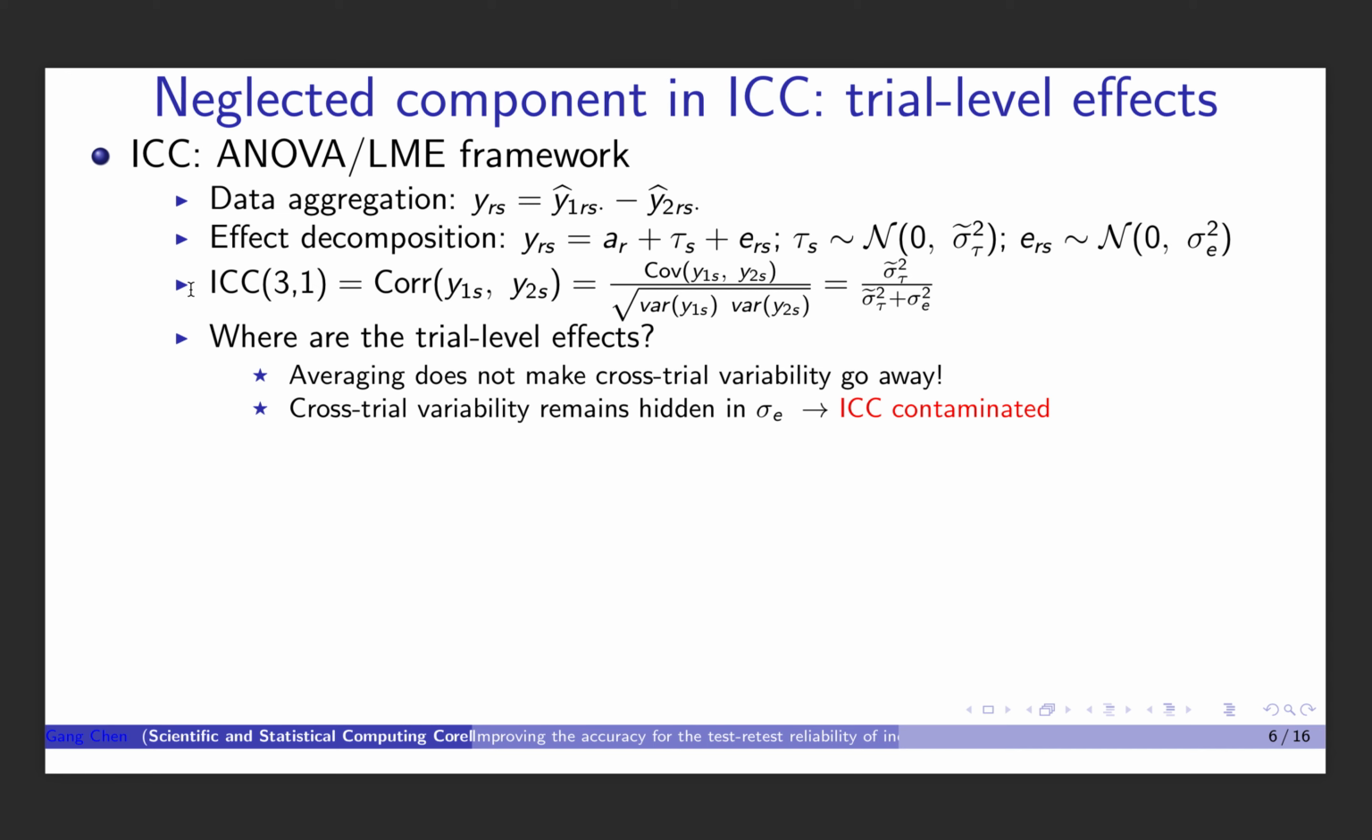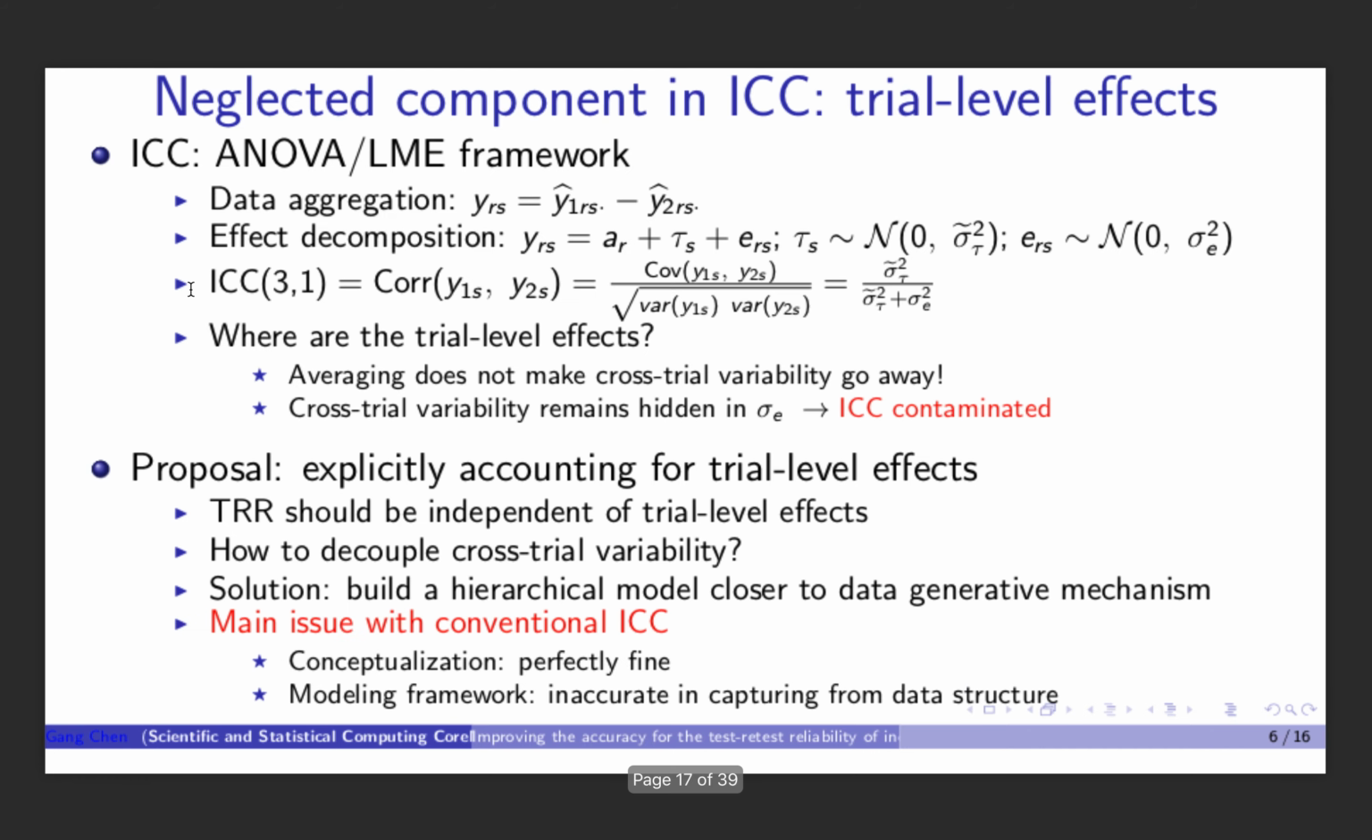However, if we go through the probability theory, that doesn't mean the cross-trial variability disappears. It's still embedded in the model. We don't visually see it, but that doesn't mean it will go away. It will not. That's why the traditional ICC is contaminated, because there's a hidden cross-trial variability that is not explicitly accounted for. That's the fundamental issue.